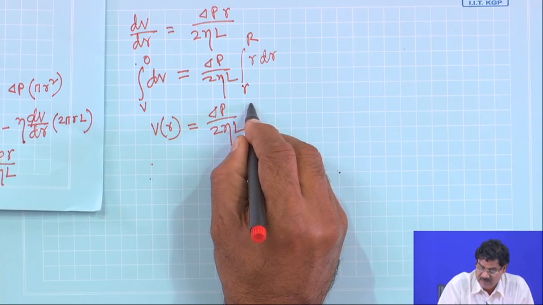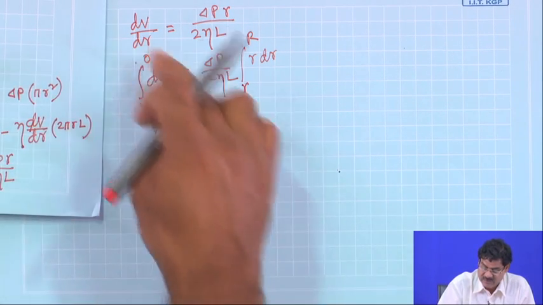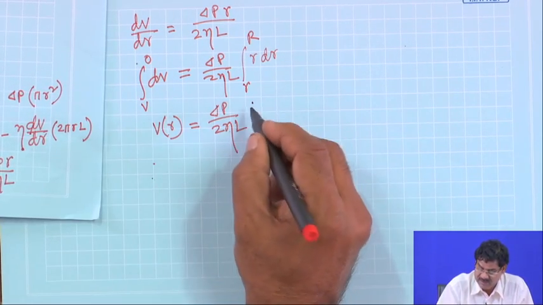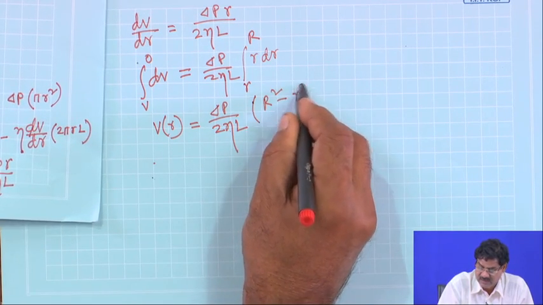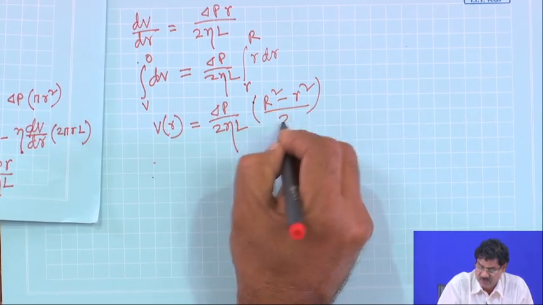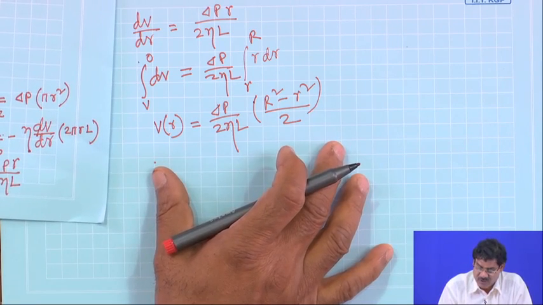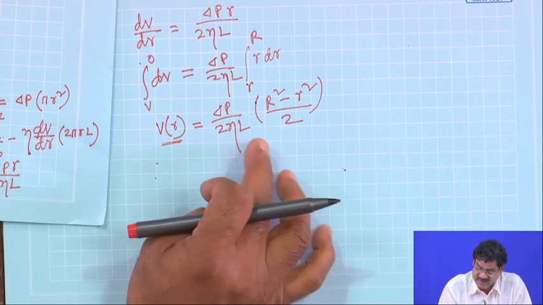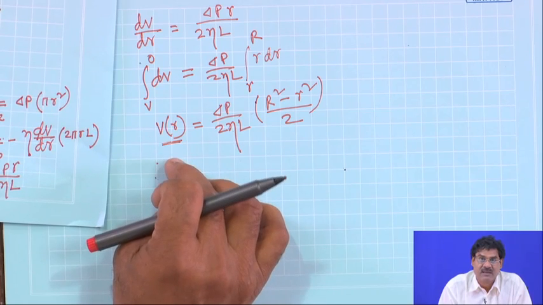So, I will get... there will be a minus sign, but anyway, forget the minus sign, just write R square minus r square by 2. Okay. So, this is the expression we got. This v as a function of r is this. This v is the velocity of the liquid.